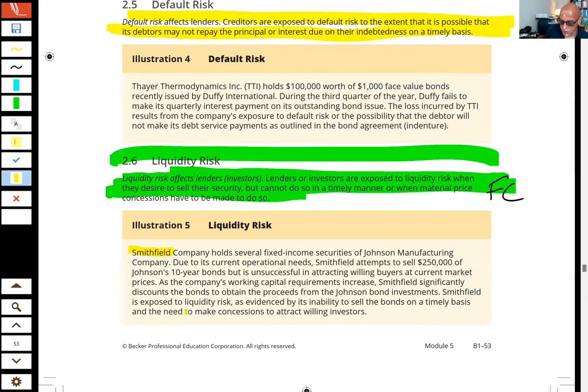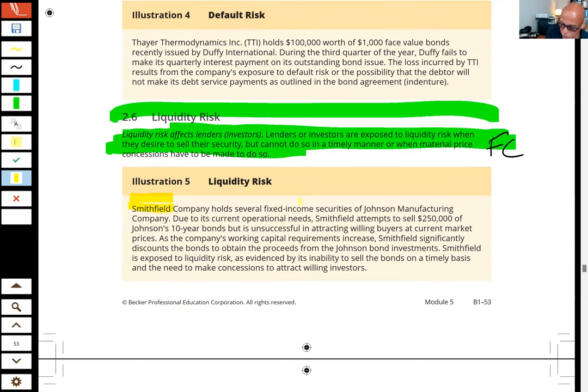Smithfield Company holds several fixed income securities due to current operational needs. They want to sell some of these and they are unsuccessful in attracting willing buyers. And as the company's working capital requirements increase, they are increasingly having to discount that bond in order to sell it. That's liquidity risk. You can't wait for an orderly market, and so you suffer liquidity risk.